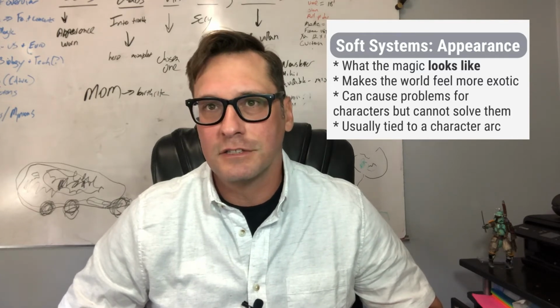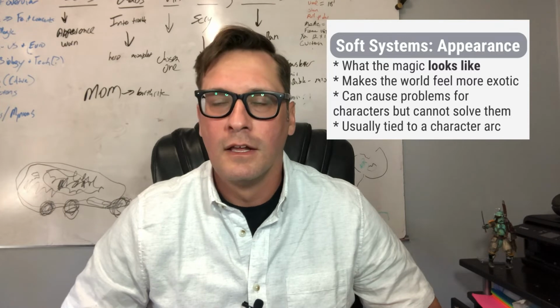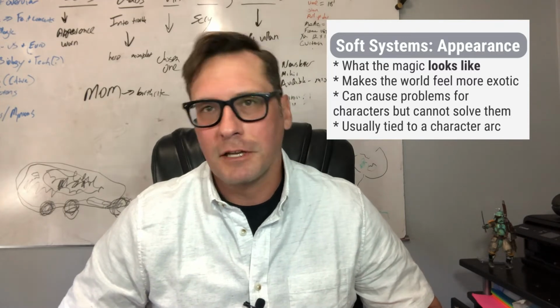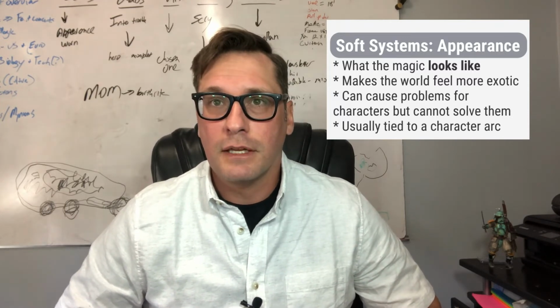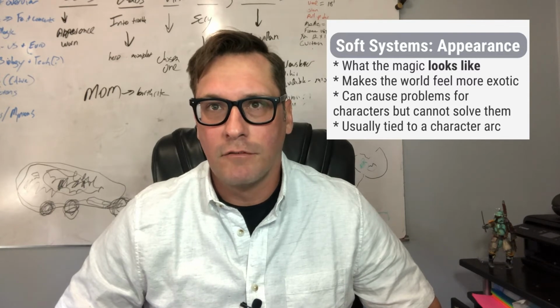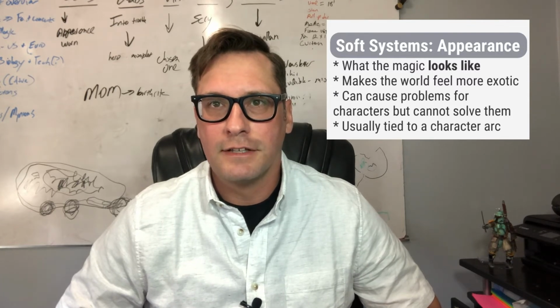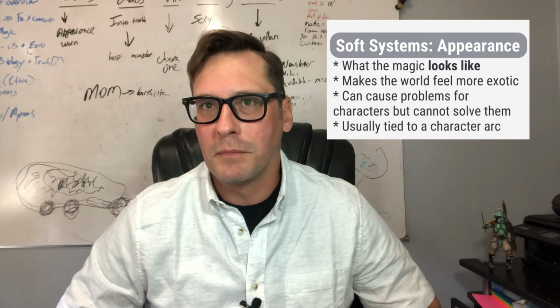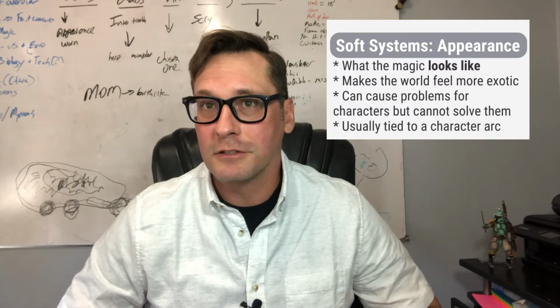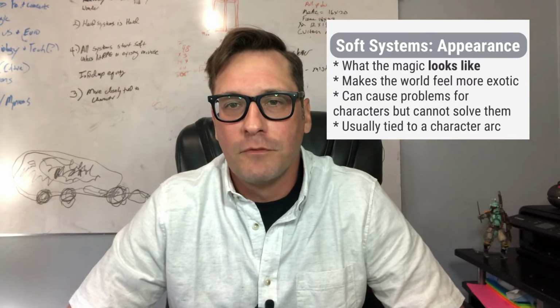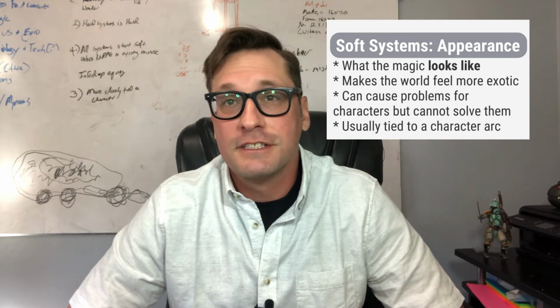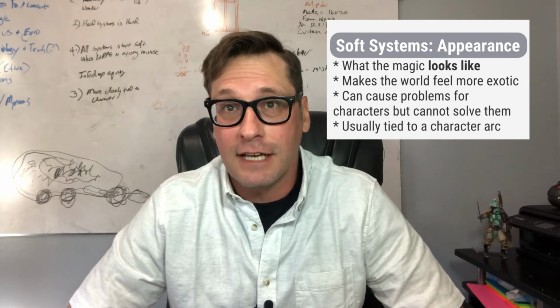It ties to Sanderson's fourth law about make it cool. Err on the side of cool. I can't remember what exactly he said. So again, it's all about the appearance of the magic itself and how it makes the world seem more unreal and more magical. So probably the biggest rule of thumb for soft systems is that they can get characters into trouble, but they can't get characters out of it.